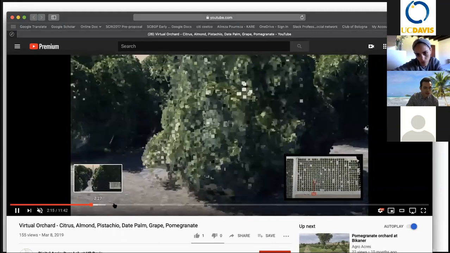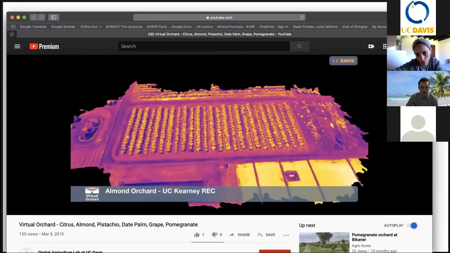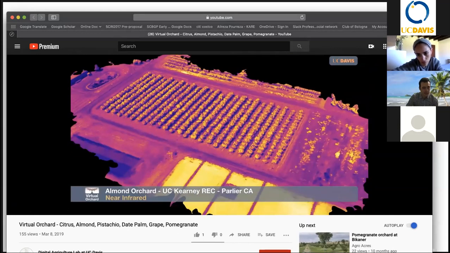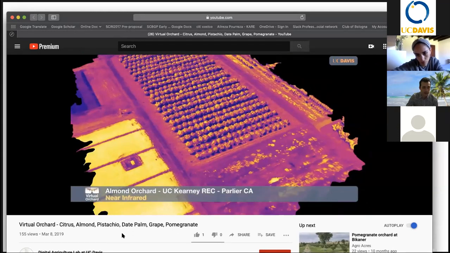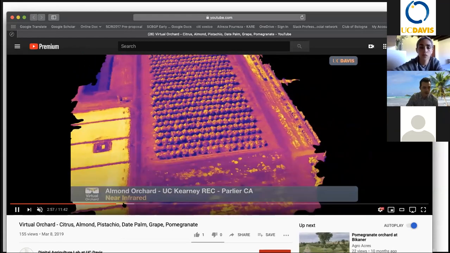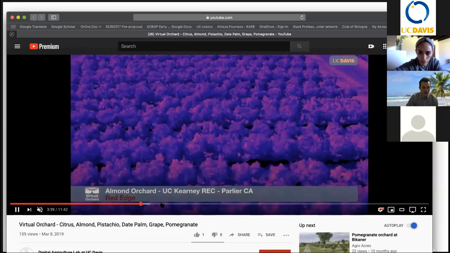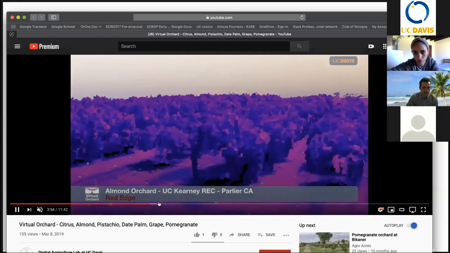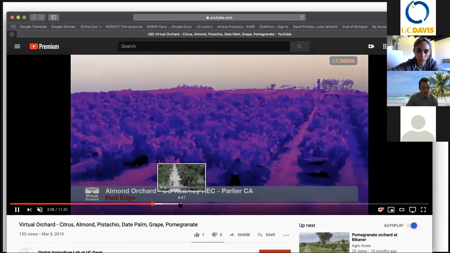We can also generate these 3D models in non-visible bands. For example, this is an almond orchard. This is a 3D model in near infrared, so we can see the reflectance in a non-visible band from the side of the orchards. This is another band, the red edge, from the same orchards. But let me show how we can use that.